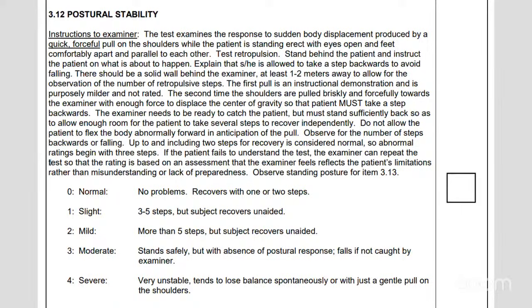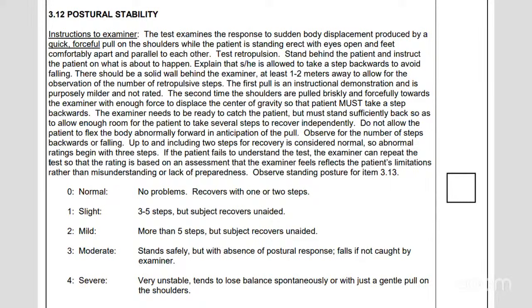Do not allow the patient to flex the body abnormally forward in anticipation of the pull. Observe for the number of steps backward or falling. Up to and including 2 steps for recovery is considered normal. Abnormal rating begins with 3 steps. If the patient fails to understand the test, the examiner can repeat the test so that the rating is based on the assessment that the examiner feels reflects the patient's limitations rather than misunderstanding or lack of preparedness.